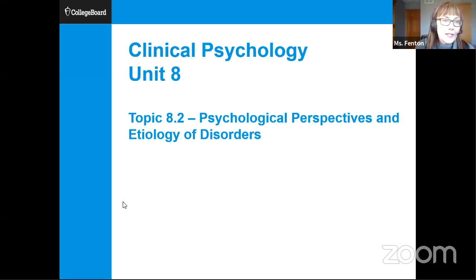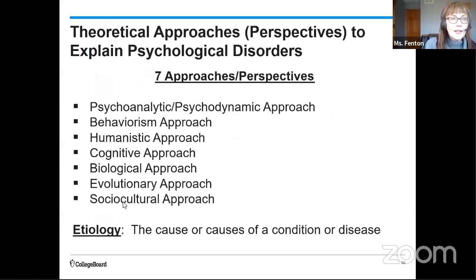Okay, now we're going to start talking about psychological perspectives and etiology, or the causes of disorders. Here are your 7 modern approaches or perspectives. And I want to start with the definition of psychology, which is the scientific study of the behaviors and mental processes of animals. And psychological disorders are essentially a collection of behaviors and mental processes. So today we're going to look at the causes of mental illness from each of these perspectives.